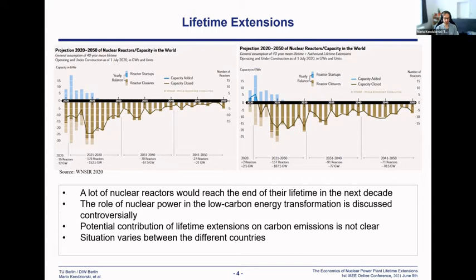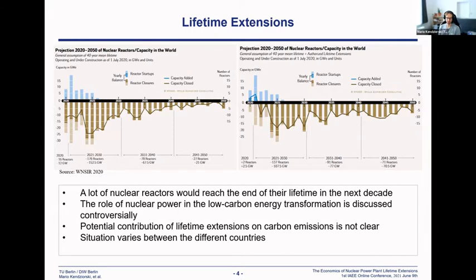And on the right side, if these reactors, or most of these reactors, would get a lifetime extension by 10 years, or sometimes even 20 years, it would smooth out the decommissioning of these nuclear reactors.